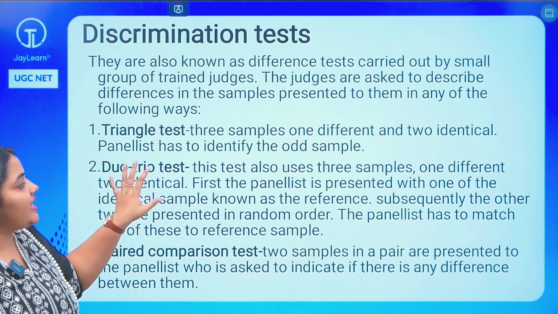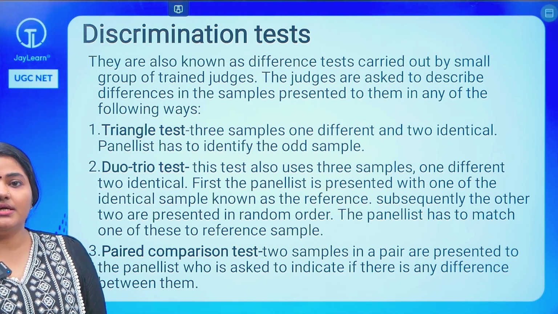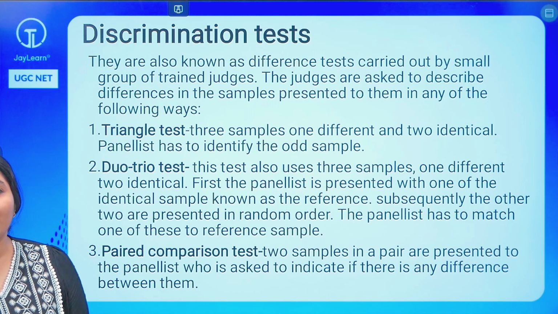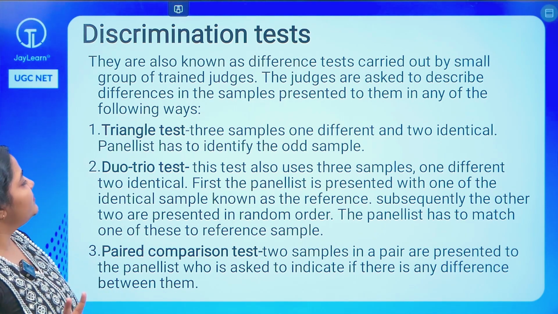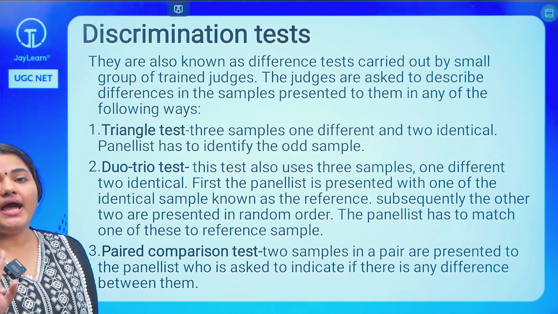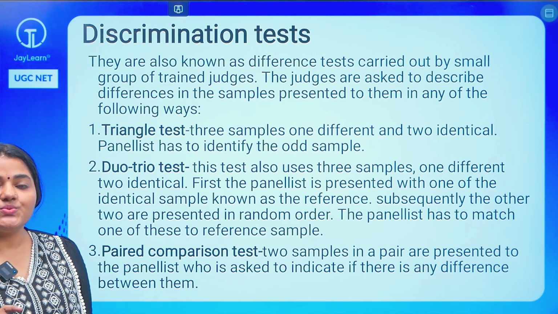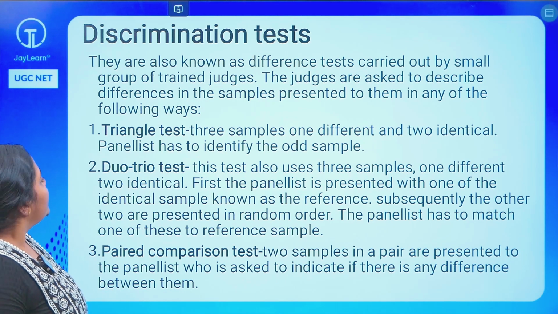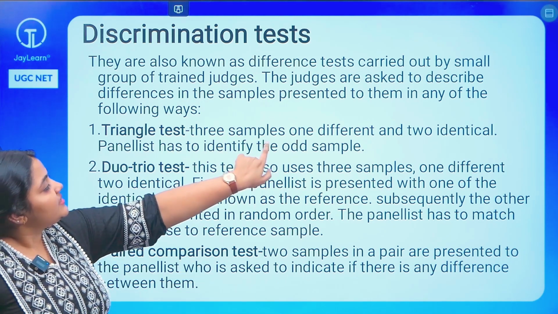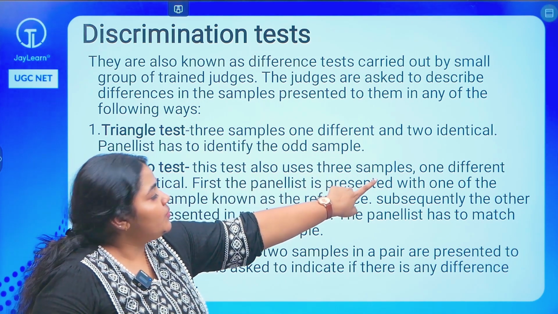The first one is triangle test. As you know, triangle shape, 3 points, 3 samples will be given, of which 2 of them will be similar, and the panel member is asked to identify which one is the odd one out. You have to look into this: 3 samples, 1 different and 2 identical.